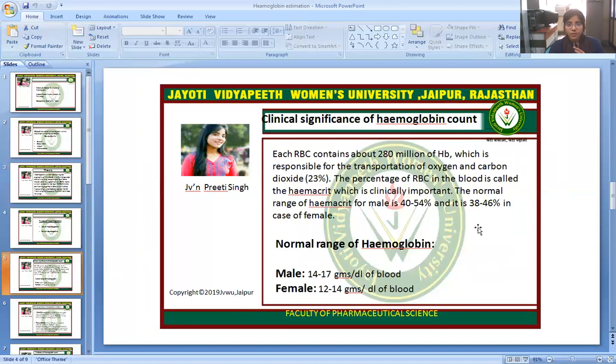Clinical significance of hemoglobin count: each RBC contains about 280 million of Hb, which is responsible for the transportation of oxygen and carbon dioxide 23%. The percentage of RBC in the blood is called the hematocrit, which is clinically important. The normal range of hematocrit for male is 40 to 54% and it is 38 to 46% in case of female. Normal range of hemoglobin, male 14 to 70 grams per dl of blood and female 12 to 14 grams per dl of blood.